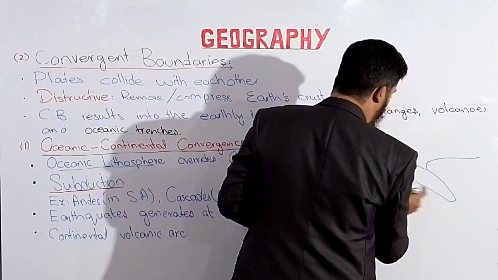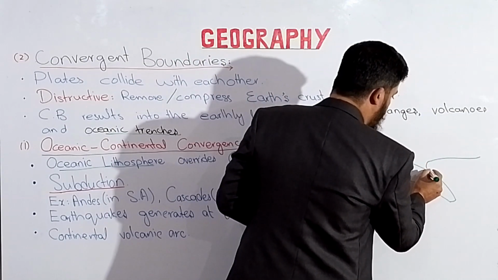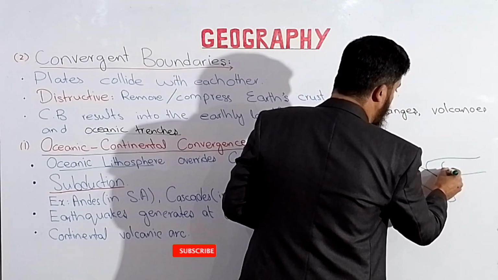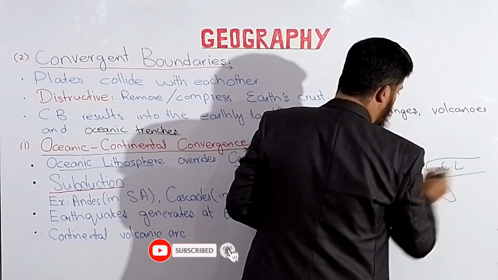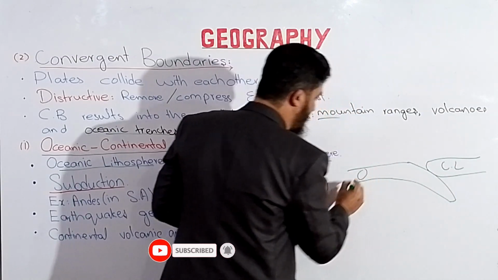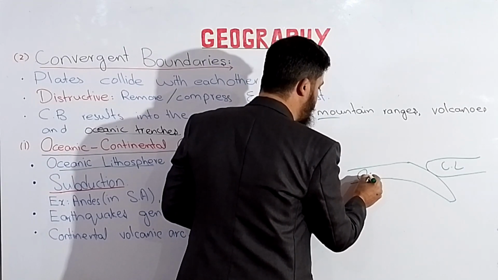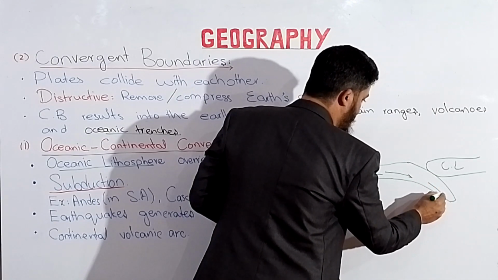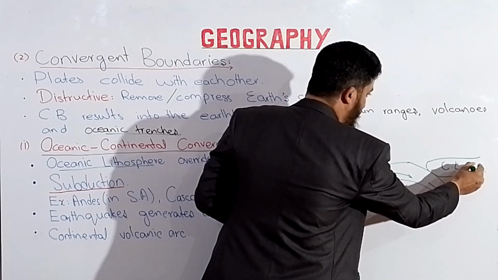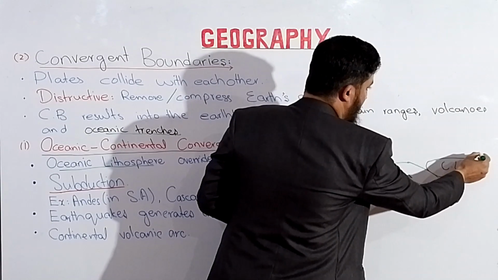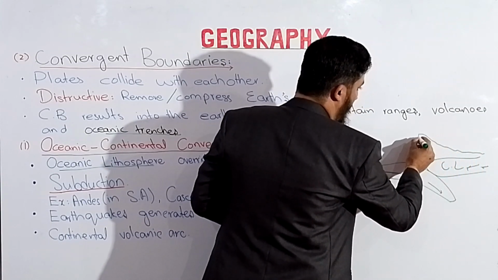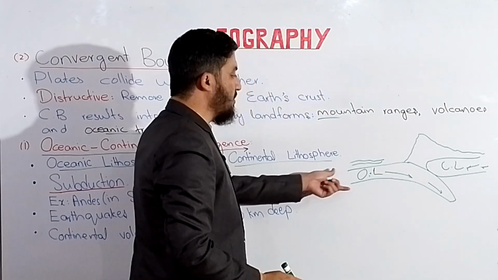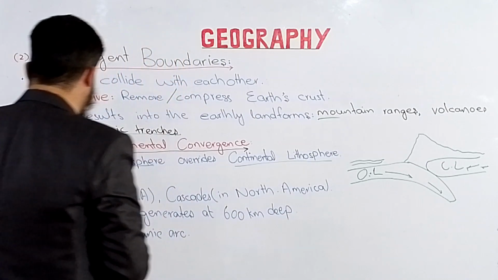or the oceanic plate, from the above side comes the continental lithosphere. This is the oceanic lithosphere. So it moves downward while the other moves upward. As a result, mountain-like ranges occur. So here is the water. So that's why we call it the oceanic lithosphere.